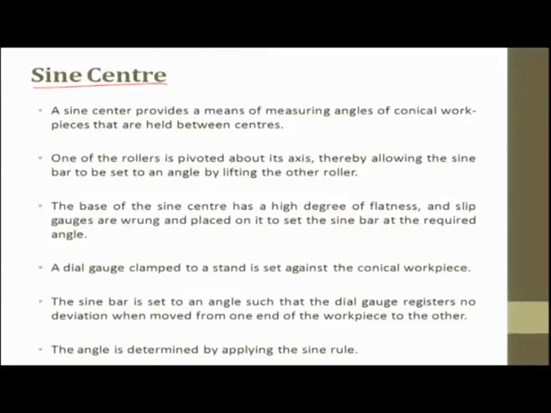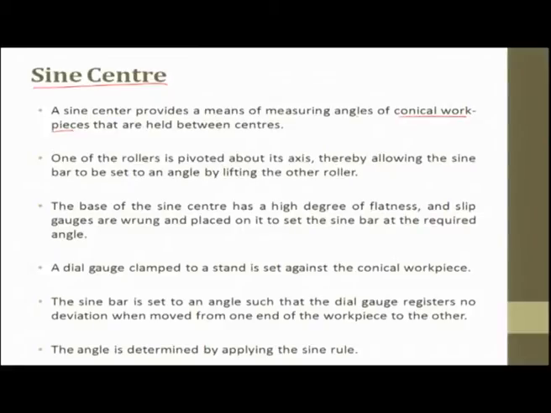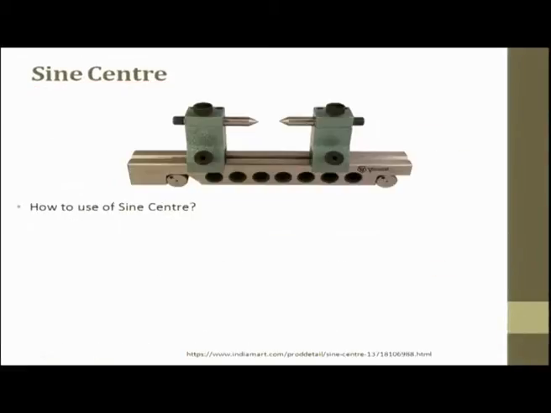A sine center provides a means of measuring the angle of conical workpieces that are held between centers. So this is the sine center. There are two centers: a live center and a dead center, or two dead centers. So you can measure the conical workpiece that is held between centers. One of the rollers is pivoted about its axis, thereby allowing the sine bar to be set at an angle by lifting the other roller. So, this roller you can lift.